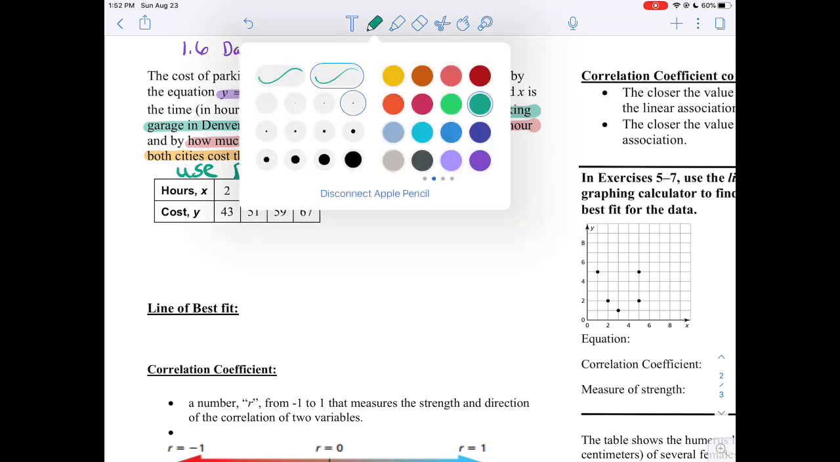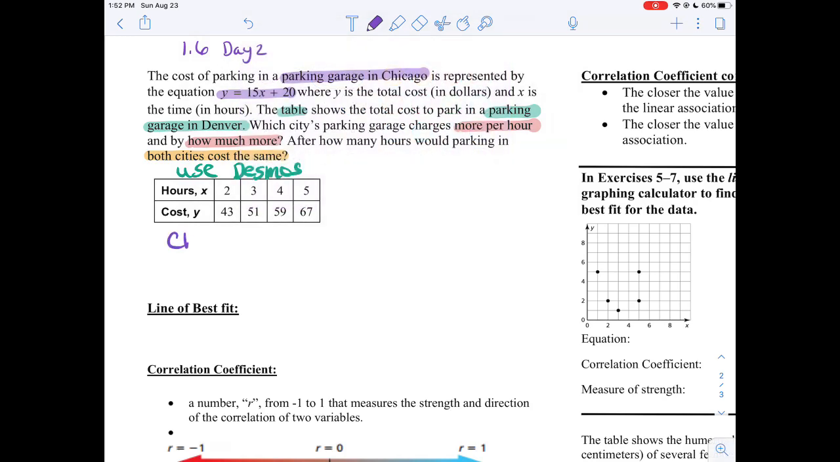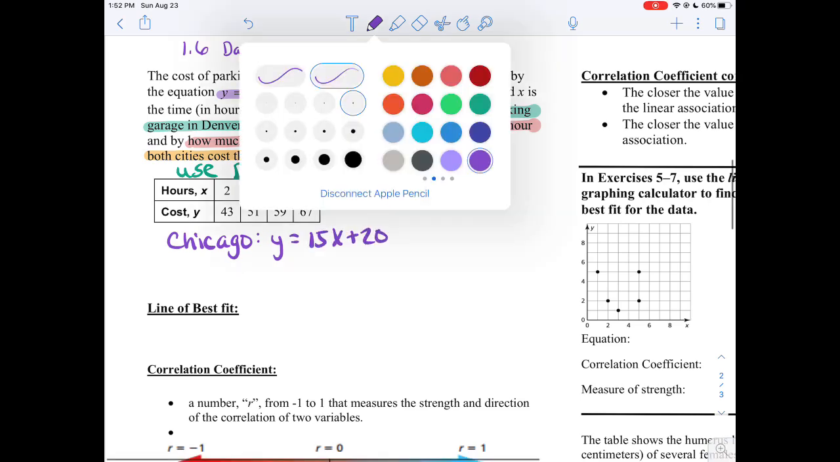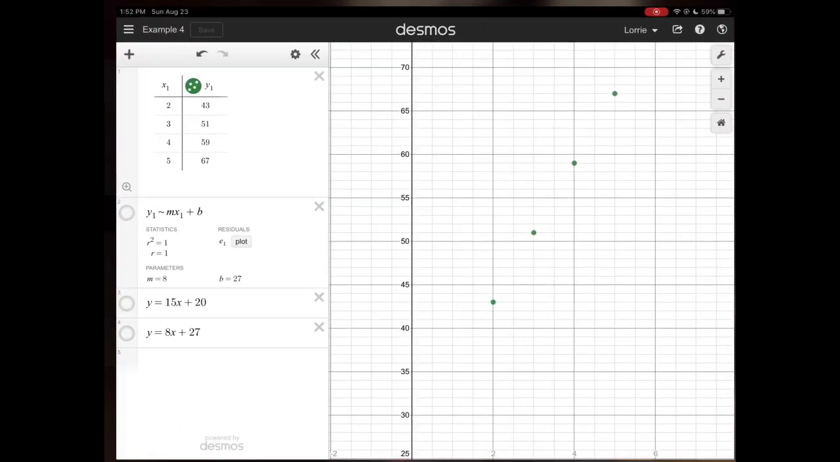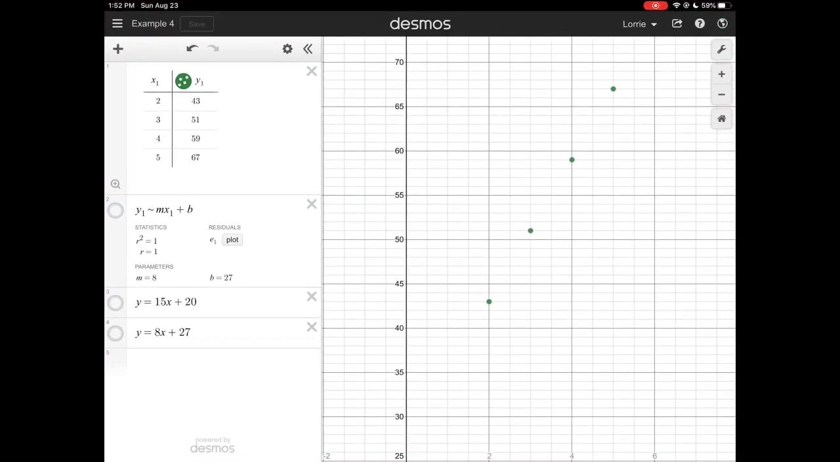I'm also going to note here, I'm just going to write that Chicago is this equation. That way I have it handy. And then I want to know what Denver's equation is. That's what I'm trying to find right now. Y equals what? Let's find that out. So let's run to Desmos and put in your table of data just like we practiced last time.